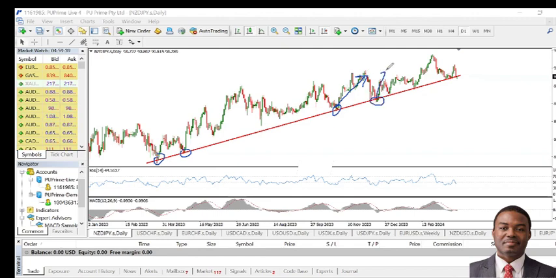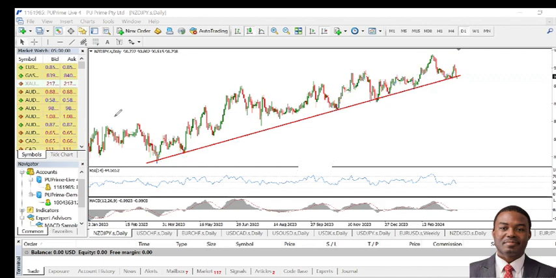So that means here is another bullish opportunity. This one is very close to the trend line. Here is another bullish opportunity, another bullish opportunity. And even here we had earlier on a bullish opportunity. And currently price is on the trend line again, which means we're looking for another bullish opportunity.